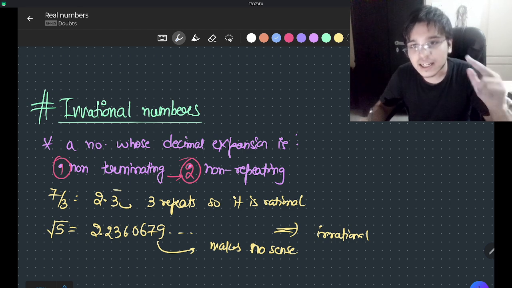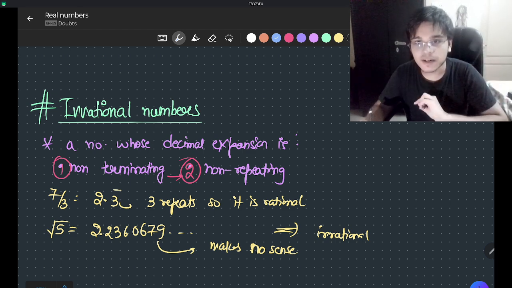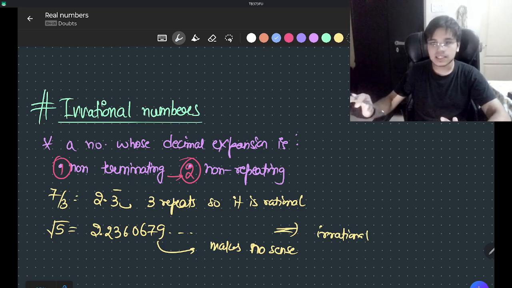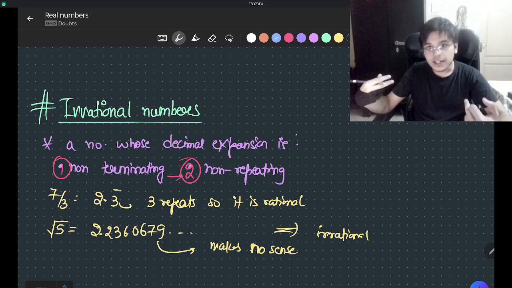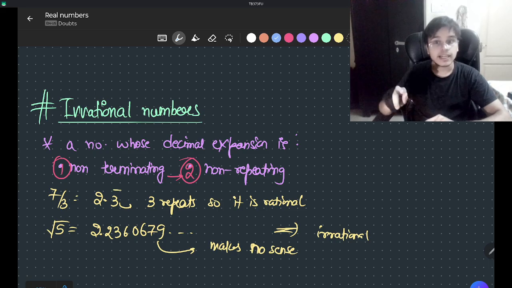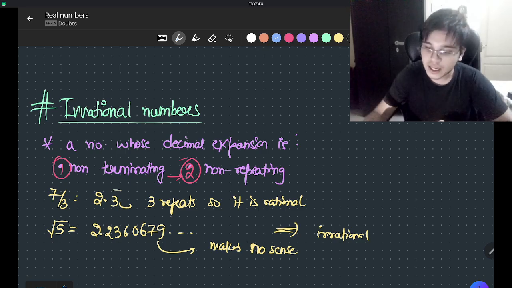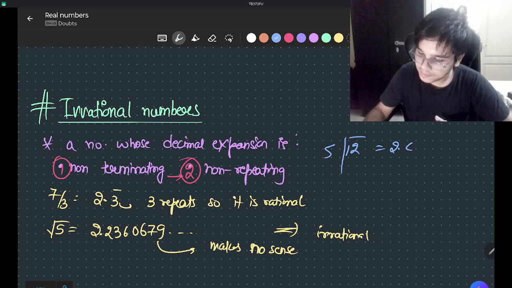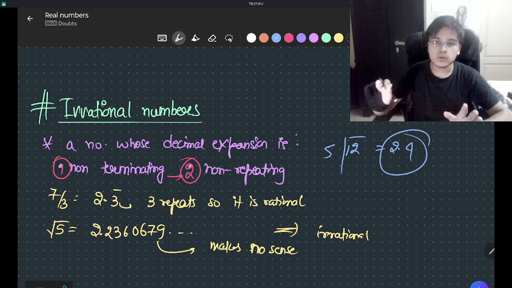And try to tackle these conditions one by one. If a number is terminating, end of story, it's a rational number. If it is non-terminating, then go for the second statement. That is, is it non-repeating as well? If not, then it's rational. If yes, then it's an irrational number. For example, you can take 12 divided by 5 is 2.4. It's terminating, end of story, rational number.